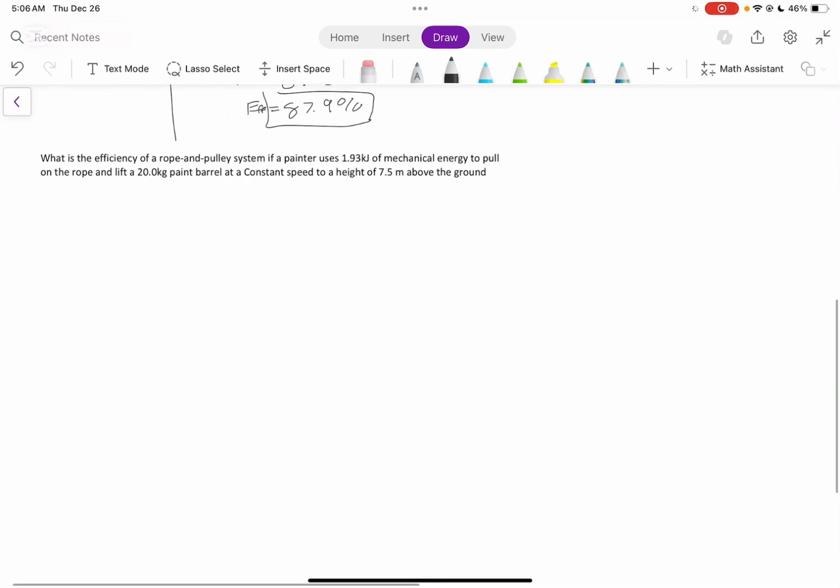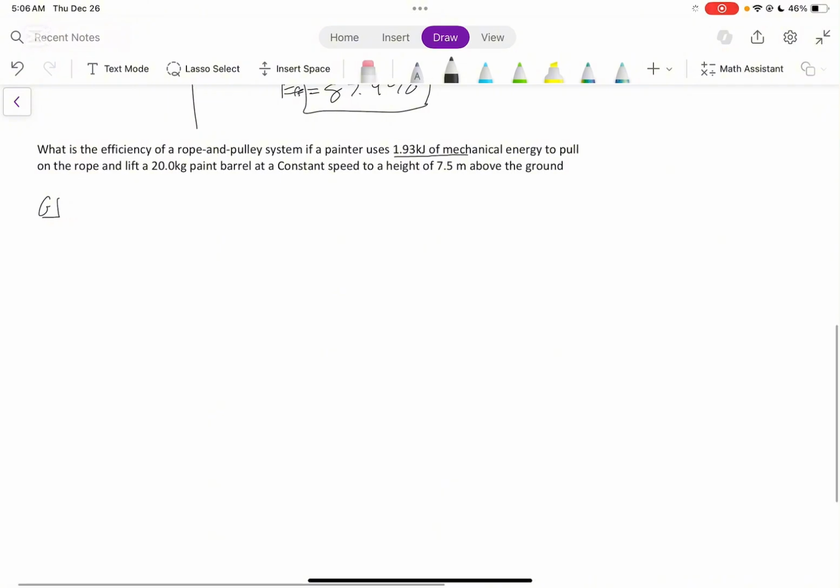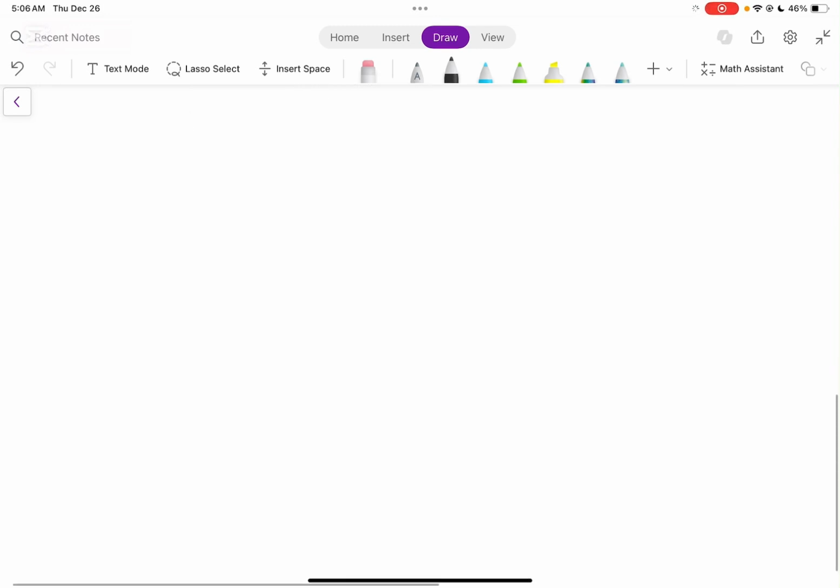So now let's look at the next question. It's similar, but there's a little more thinking involved. So what is the efficiency of a rope in a pulley system if the painter uses 1.3 kilojoules of mechanical energy to pull on a rope and lift a 20 kilogram paint bucket at a constant speed to a height of 7.5 meters above the ground?